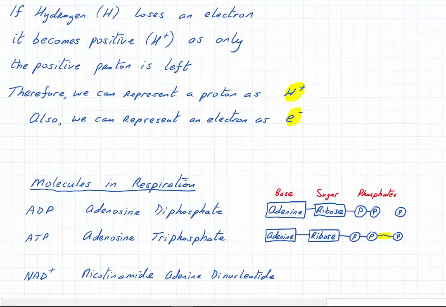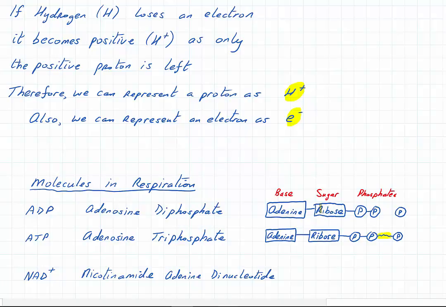The ADP molecule. ADP stands for adenosine diphosphate, and just to go over the structure of this molecule, it consists of a base called adenine and a sugar called ribose and two phosphate groups. So all these units are bonded together to give us the ADP molecule.